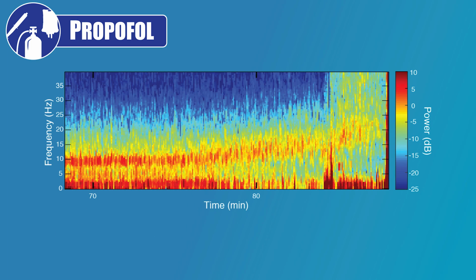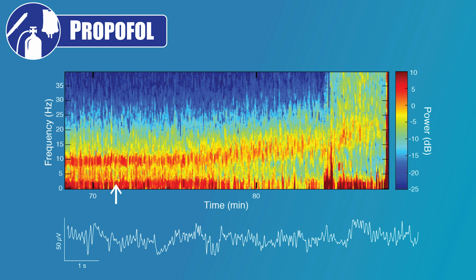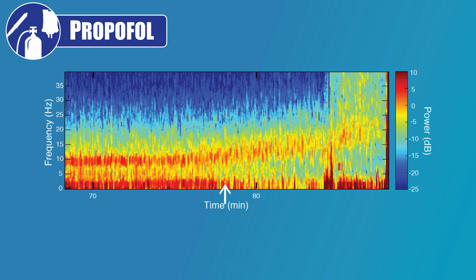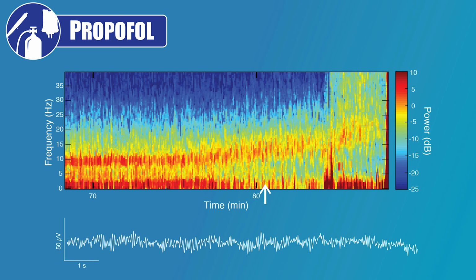Following the discontinuation of the propofol, the typical slow delta and alpha oscillation pattern is gradually replaced by higher frequency beta-gamma oscillations with lower power. This can appear as a zipper opening type of pattern as the alpha pattern drifts to higher frequencies.